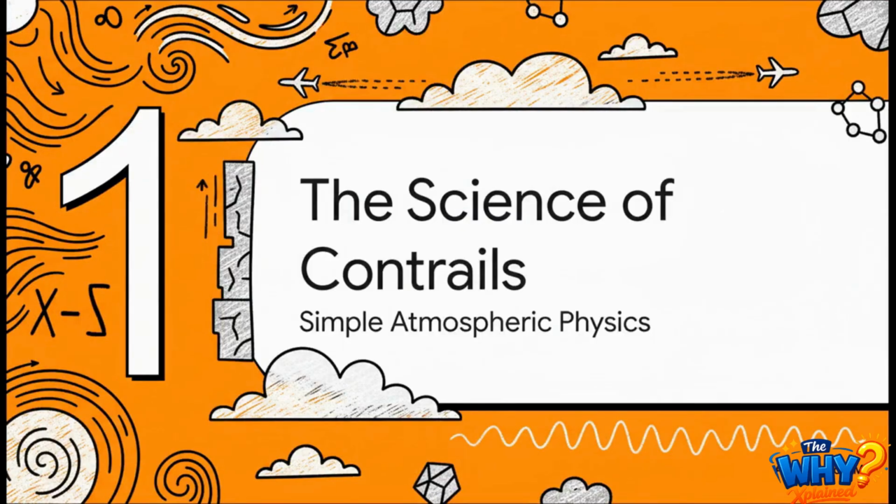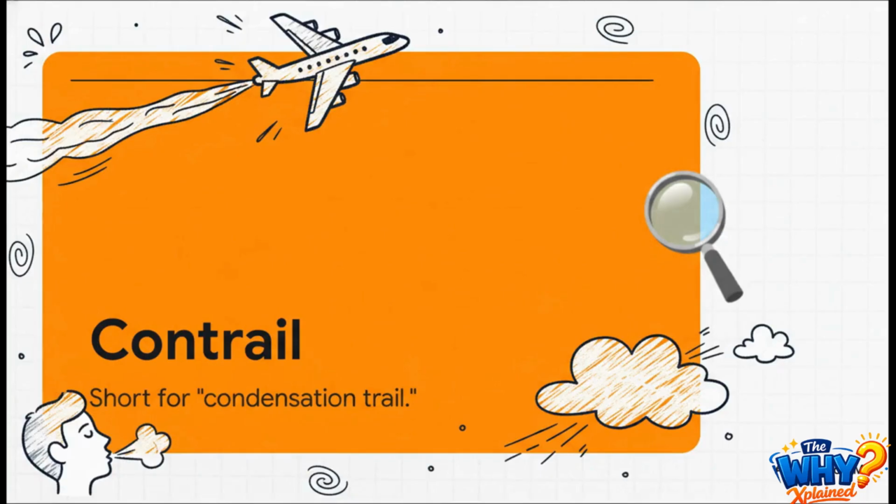Okay, so to really understand what these trails are, we first need to know what they're actually called. And you know what? The scientific name itself gives us a huge clue. They're called contrails, and that's just short for condensation trails. Honestly, that name is the key to the whole mystery. Think about it like this. It's just like when you can see your breath on a really cold day. A contrail is basically the same idea, a visible trail of condensation left by an airplane.